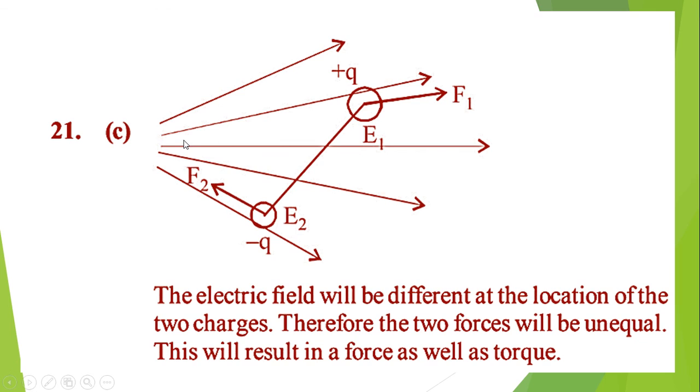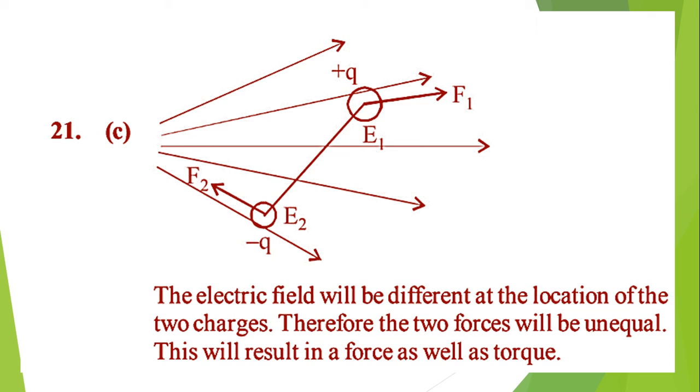So it is a non-uniform electric field, because the electric lines of force are non-symmetric. So the electric field intensity is non-uniform. The electric field will be different at the location of the two charges, plus Q and minus Q. Therefore, the two forces will be unequal, because the electric field is non-symmetric. The force experienced by the plus Q charge and the minus Q charge is different.